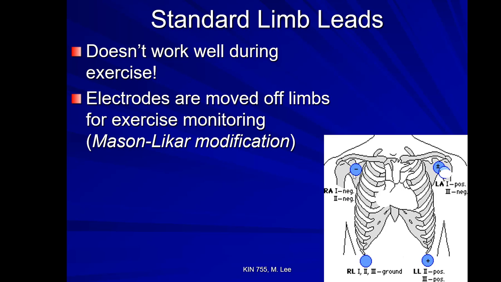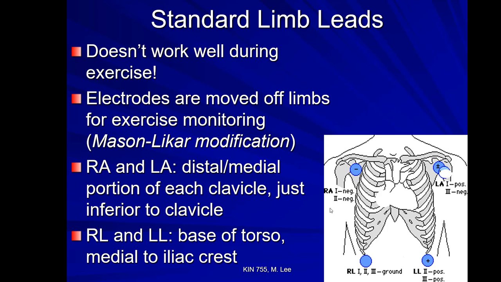We still get lead 1 running across like this. Lead 2 would run across like this, and then lead 3 like this. You can see it changes the axis a little bit, but for our purposes, it's not that big of a change. They call this the Mason-Likar modification, and it's good for anytime you're going to get movement but you still need to record an EKG. So the electrode placements: right arm, we still call this right arm, we still call this left arm. It's the distal end of the clavicle, just below the clavicle on either side. And then right leg, we still call this right leg, left leg. So base of the torso, medial to the iliac crest, just beneath the ribs. That gives you a good placement.